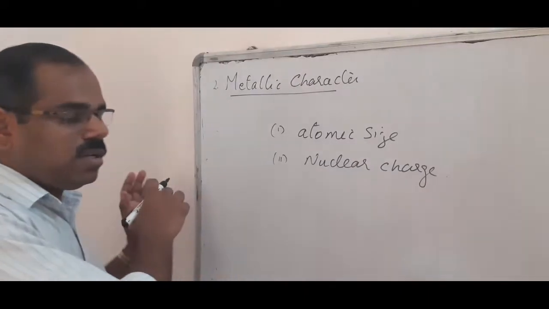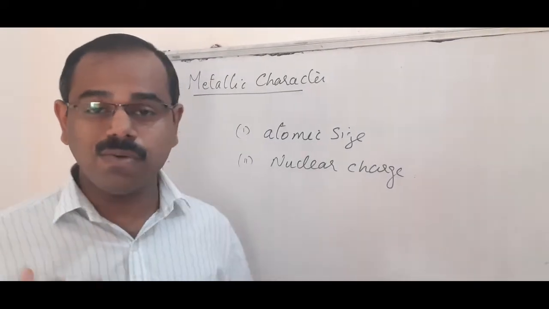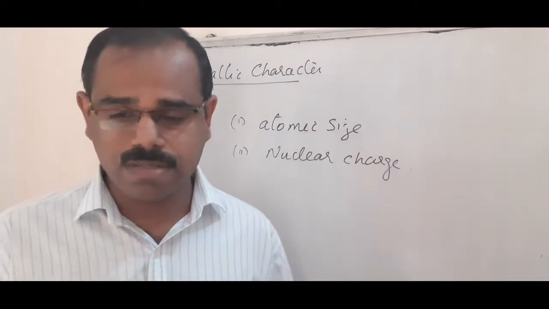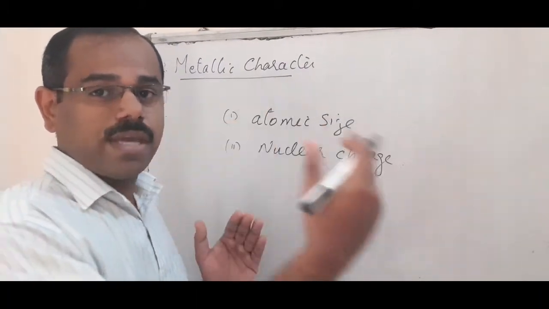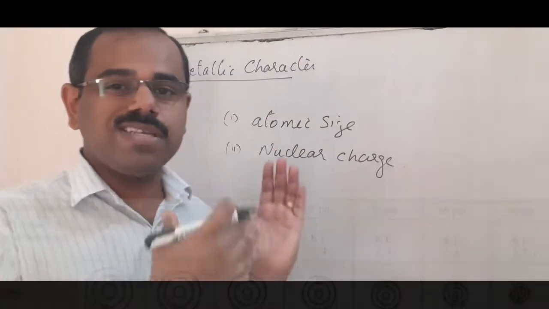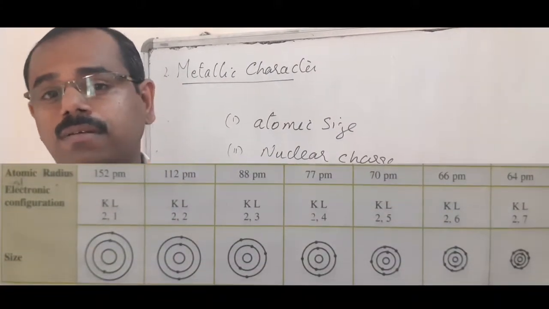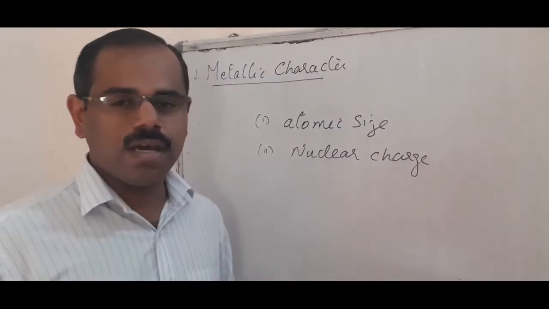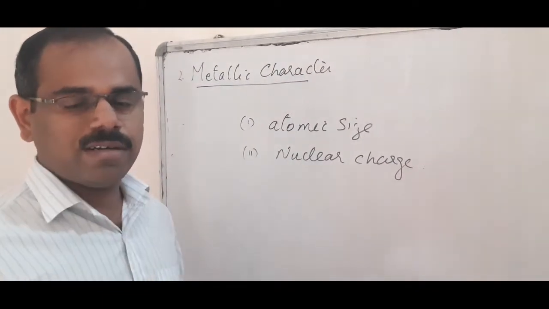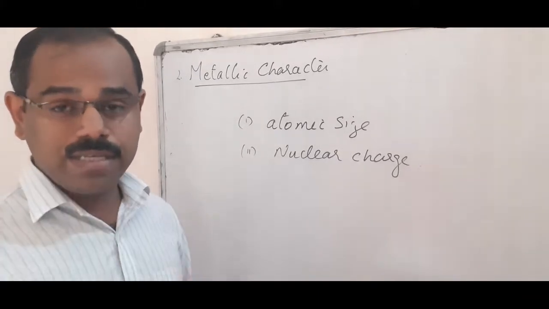Okay, while considering left to right of a period, what happens? The nuclear charge increases, nuclear pulling also increases, and the number of shells remains the same. So the atomic size is getting smaller towards the right side of the period. So the atom cannot easily lose electrons. We say from left to right, metallic character, the losing character, decreases. So left to right, metallic character decreases.